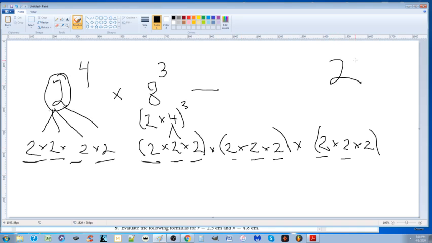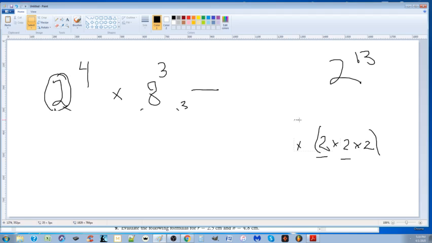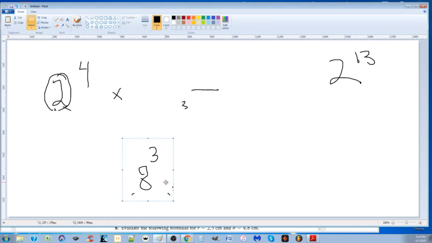So I'm saying it's going to come out to 2 to the power of 13. Let's go back and break down 8 in a way that we can understand. So we're going to leave 2 to the power of 4, and we're going to look at 8. I'm just going to put it below. I'm going to look at it. Well, I know, and I'm going to just keep this power of 3 on the outside of the bracket.